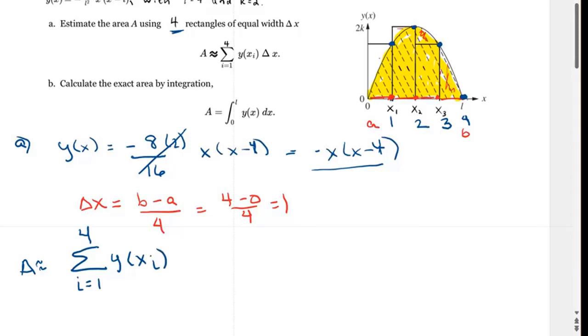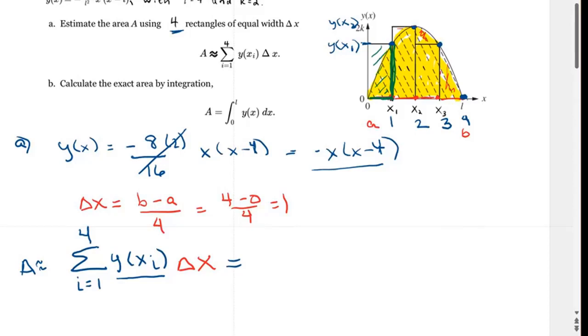If I want to find the area, I want to multiply the height times the width, and that would give me the area of this rectangle. This is the height. This is the y value. This would be y of x1. This would be y of x2, and so on. That's giving me my height. And then the delta x is giving me my width. And I know delta x, I found it right here.